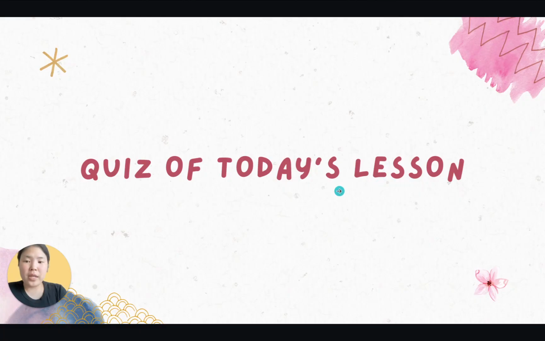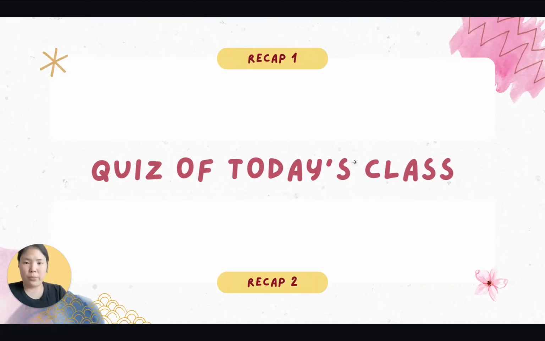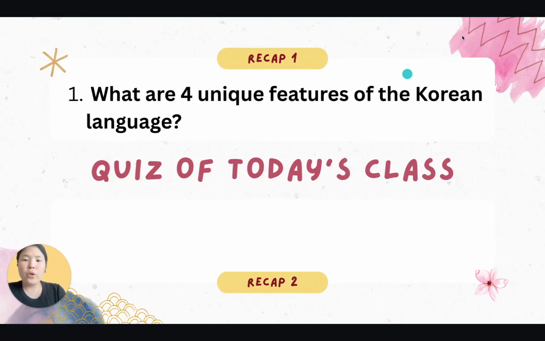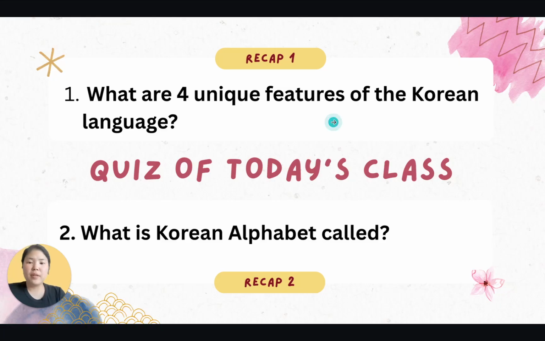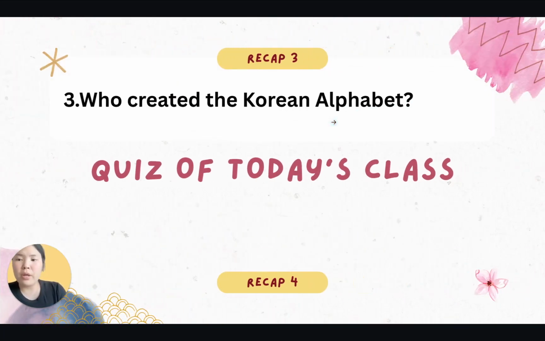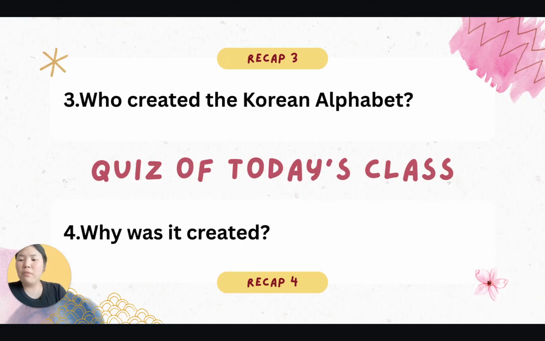All right, that's it for today's lesson. Here's a quiz. The answers will be down below. Number 1. What are 4 unique features of the Korean language? Number 2. What is the Korean alphabet called? Remember, it starts with Han. Number 3. Who created the Korean alphabet? The Great. Number 4. Why was it created?